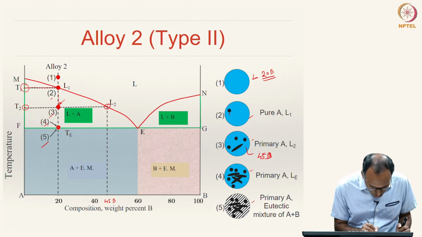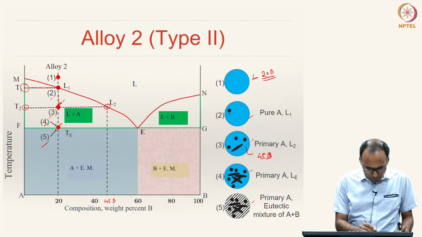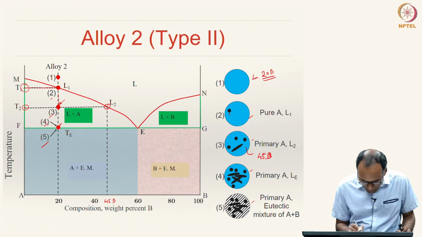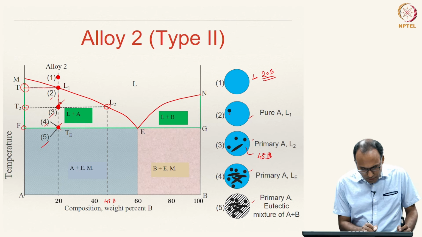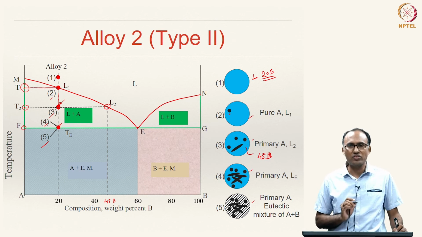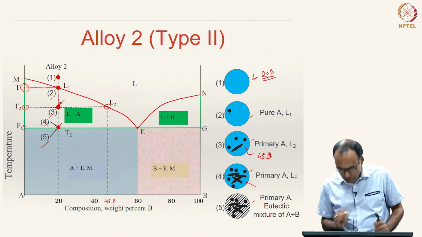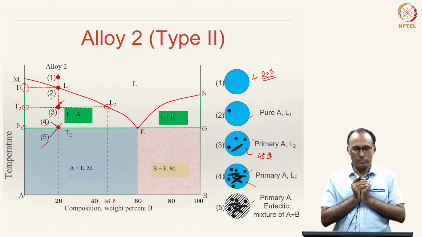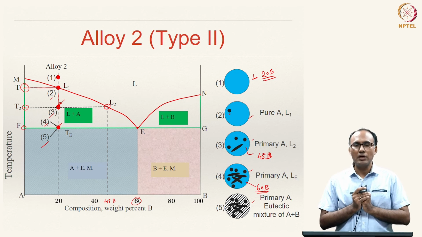And now let us look at the situation at point 4 here. At point 4, what happens? You draw a tie line, that will be FE, my tie line in some sense. So, the solid composition is 100 A, fine, and now let us look at the liquid composition. What is the liquid composition? Liquid composition is equal to eutectic composition. That means, the remaining liquid has reached eutectic composition, the 60 B, it has become 60 B.